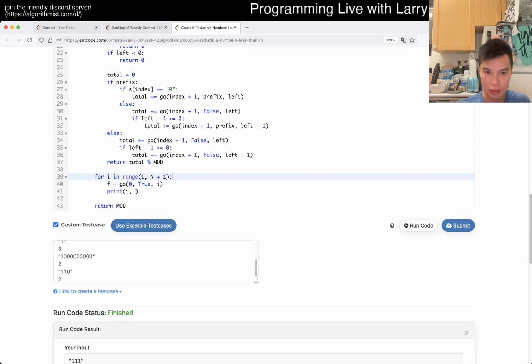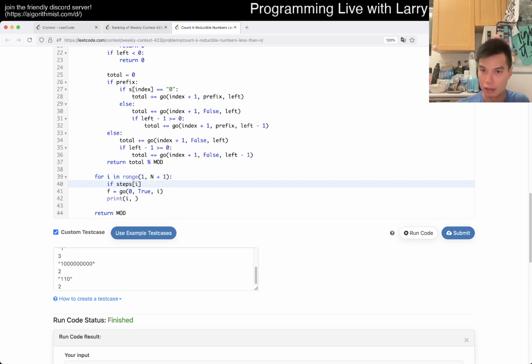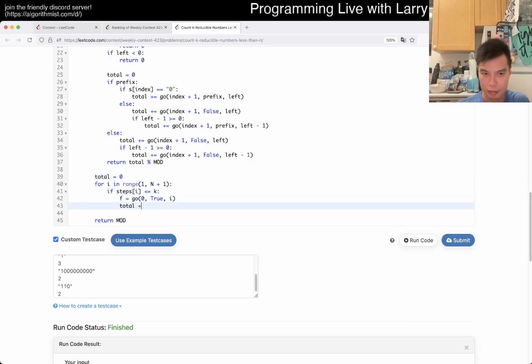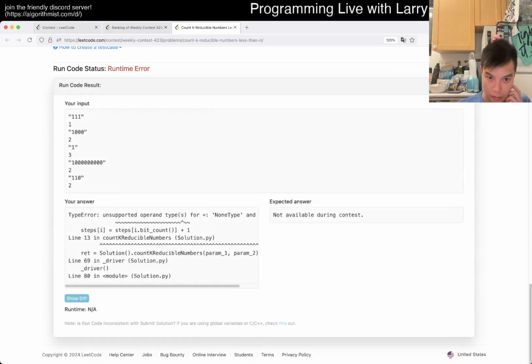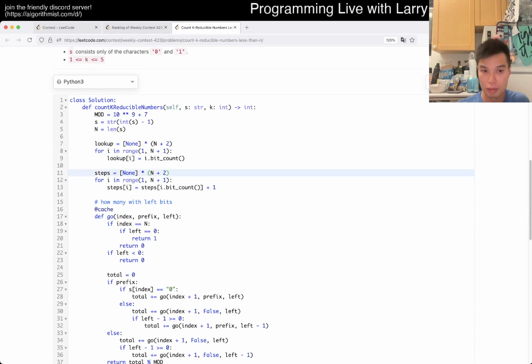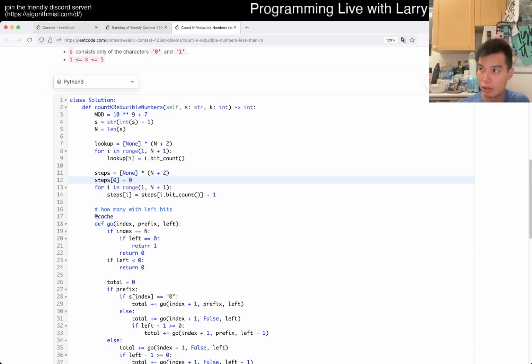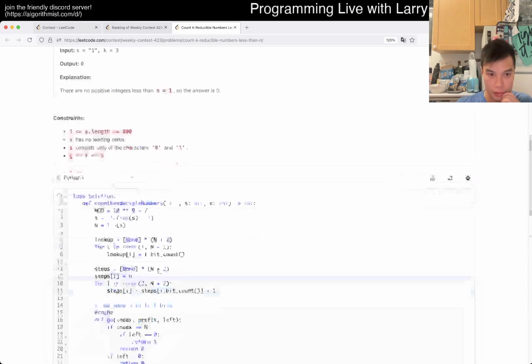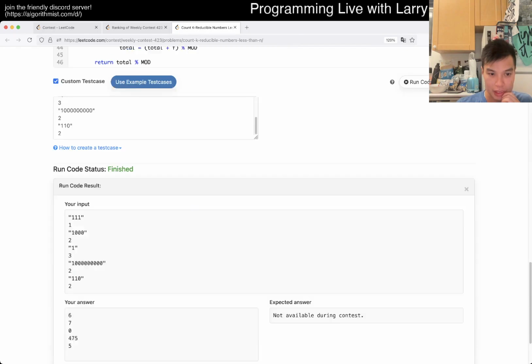Okay, so now if steps sub i is less than or equal to k, maybe I'm off by 1. f is equal to this, right? None type. Oh wait, steps of 0 is equal to 0. Oh no, steps of 1 is equal to 0. So is this right? No.